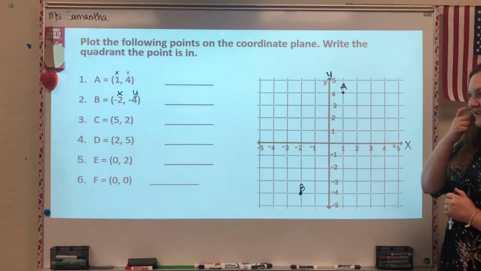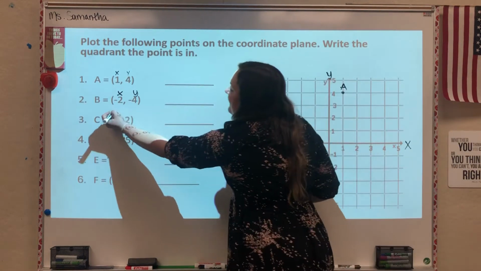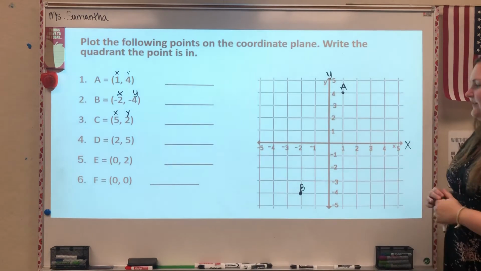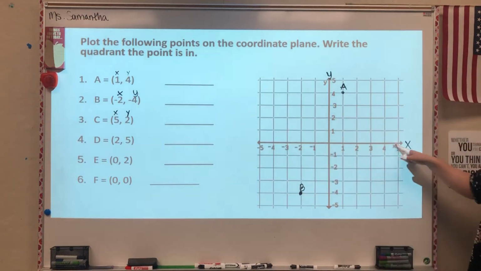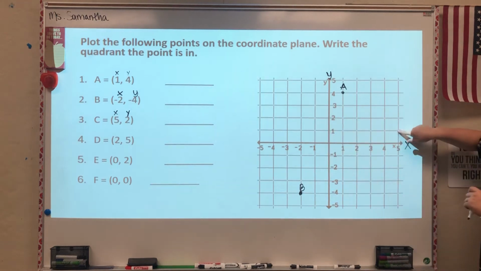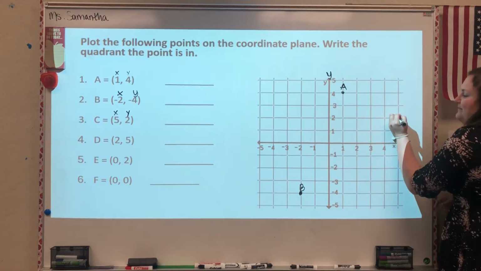All right, let's see how you did. I want to go to 5 on my x-axis and 2 on my y-axis. So I could find 5 on my x-axis. And then since it's a positive 2, I want to go up 1, 2. This would be my final point.